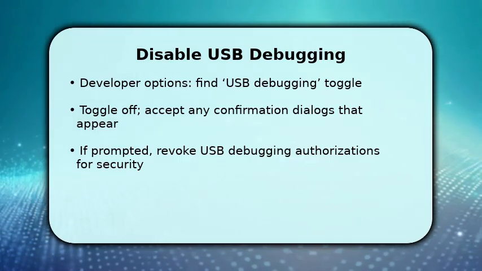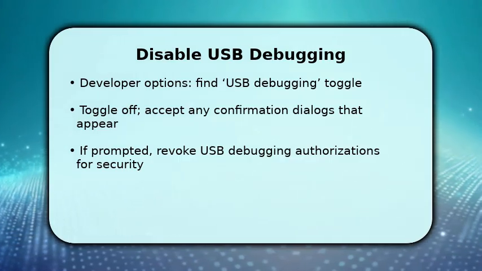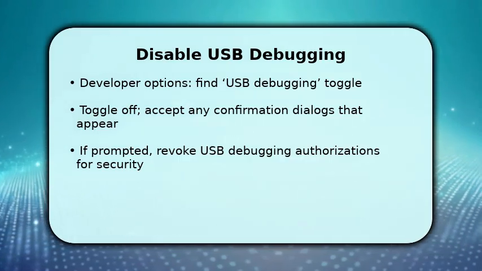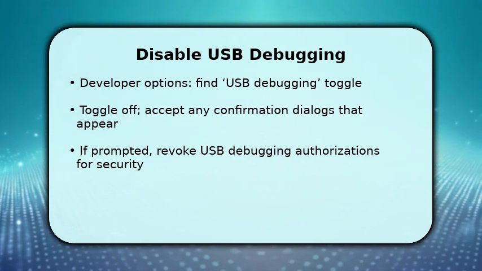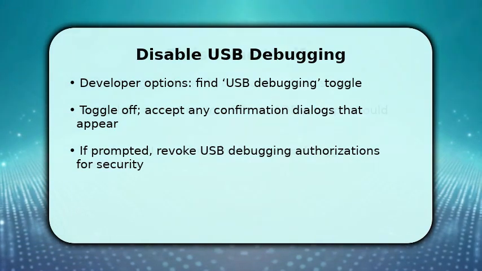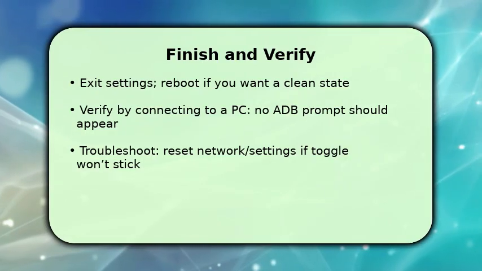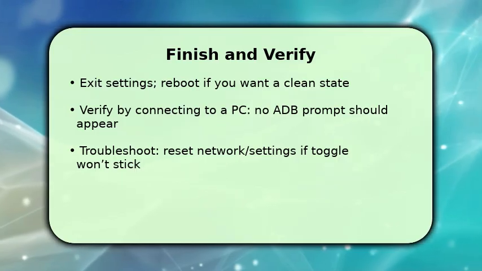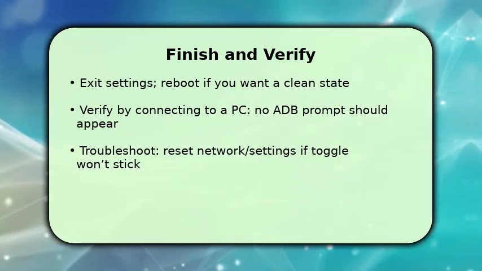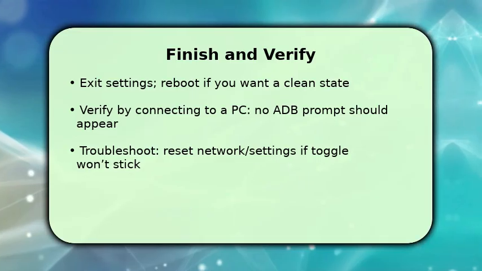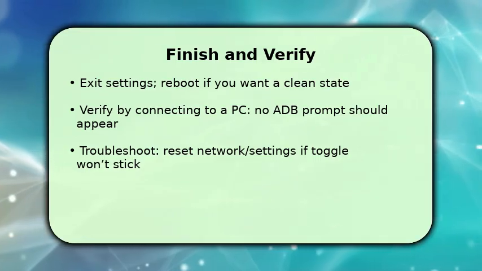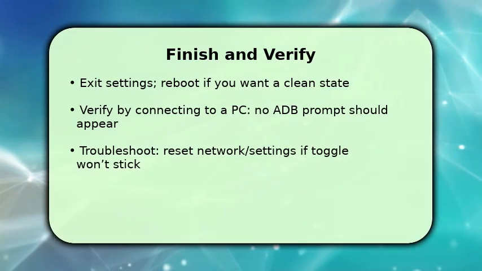Make sure the toggle stays off, and that any related options like OEM unlocking remain unchanged unless you intend to alter them. You finish by backing out of settings and optionally rebooting the phone to ensure changes persist. Once restarted, connect the Motorola to a PC. You should not see the ADB authorization prompt if USB debugging is truly disabled.